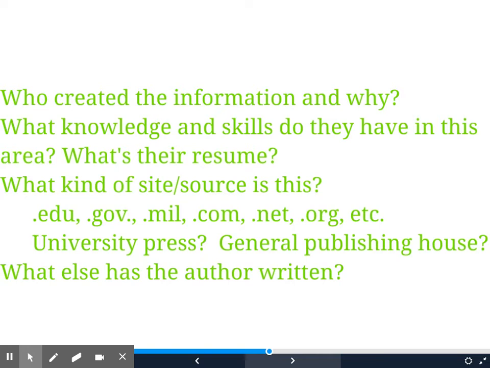There are university press websites. There's general publishing house press sites. Make sure you're looking at what other things an author has written if it's a single author.